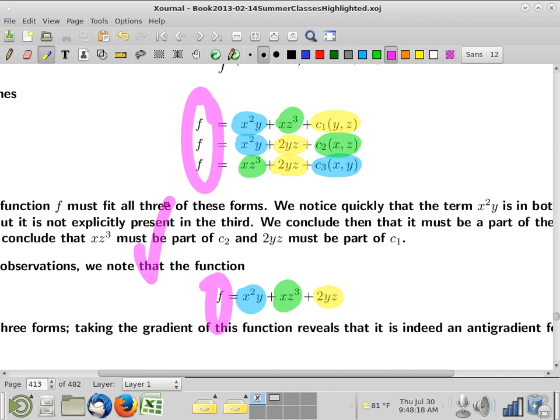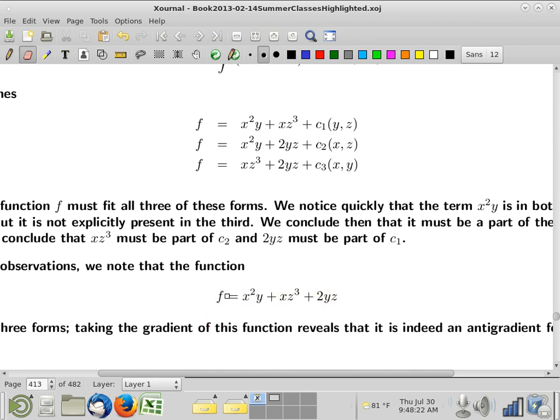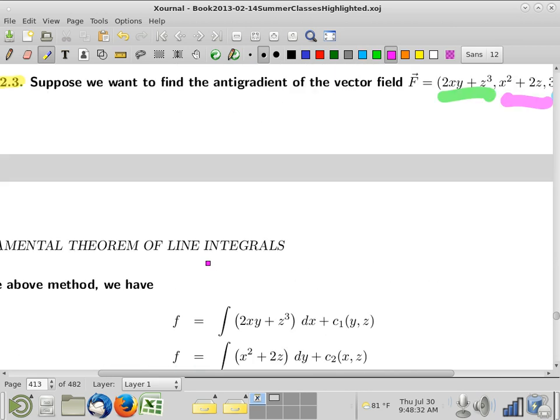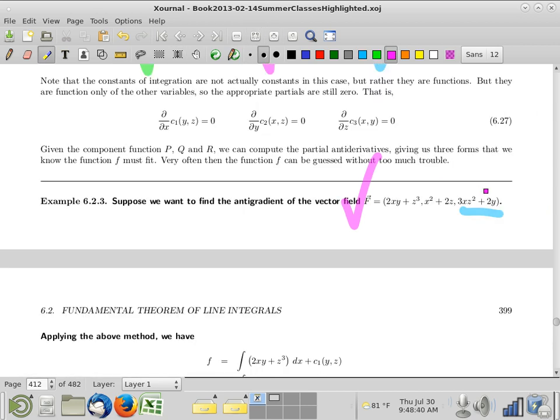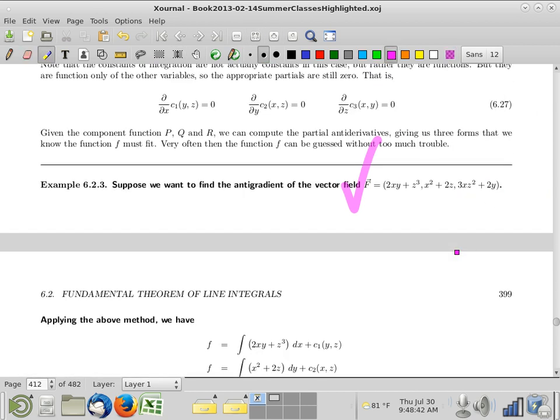And check it. I think it's a worthwhile exercise to take this function, take its three different partials, its x partial, its y partial, its z partial, in other words, compute its gradient and confirm that its gradient, sure enough, is that vector field that we started with. All right, is everybody happy with this little method?